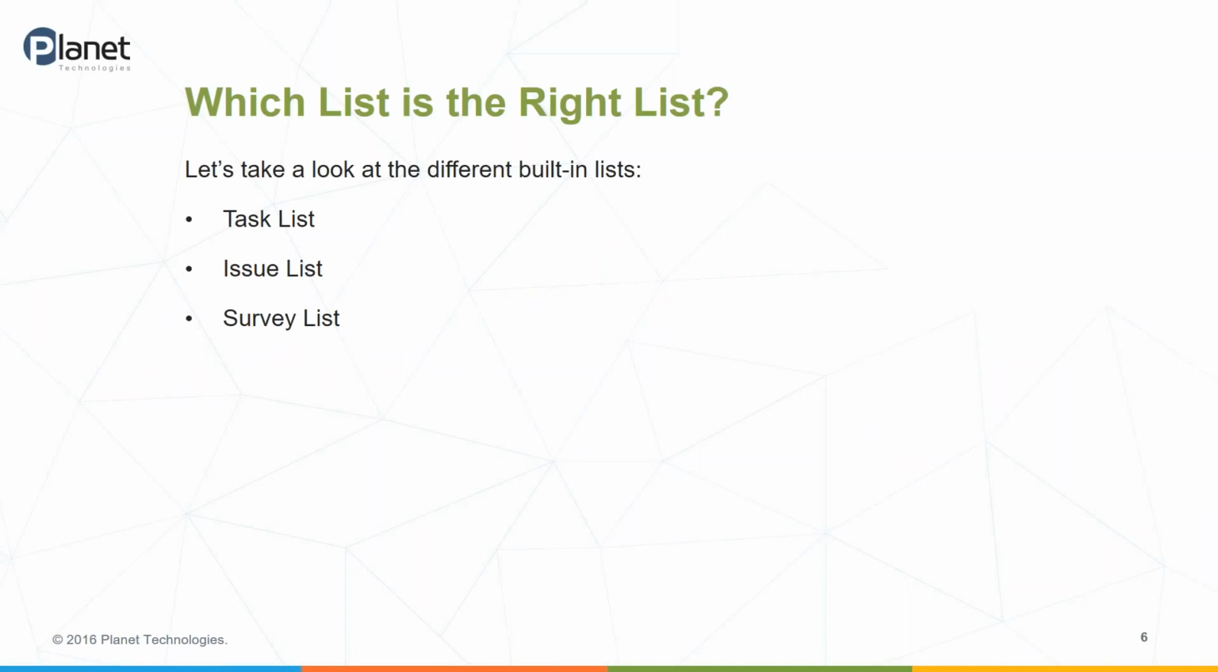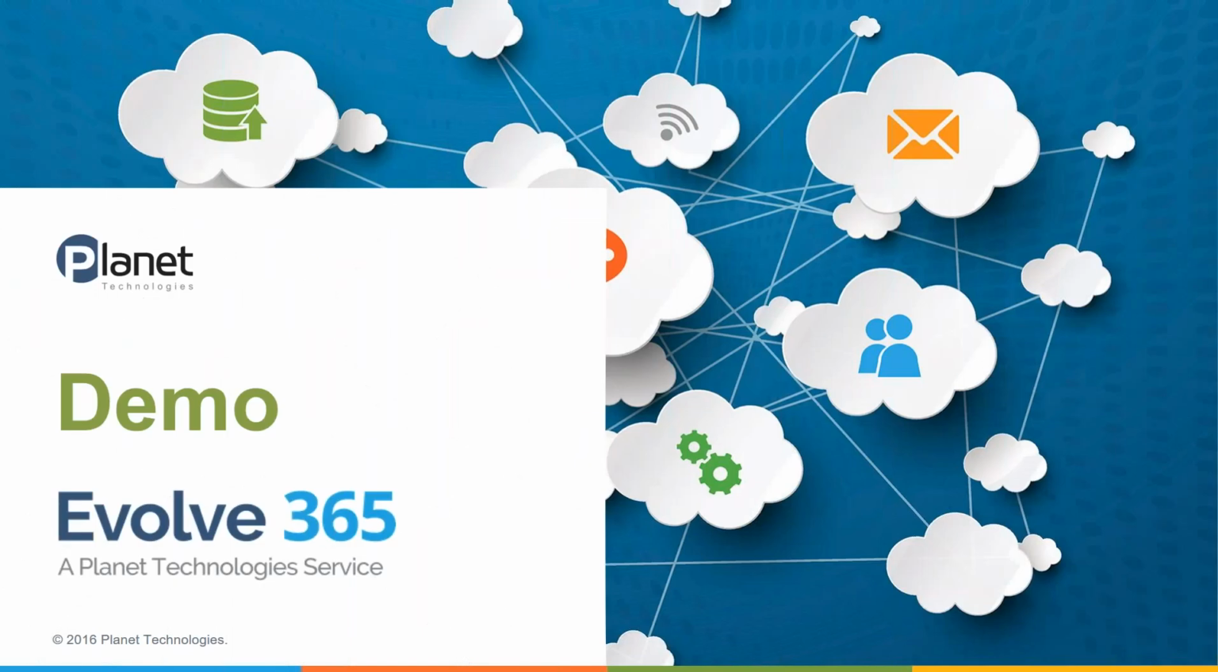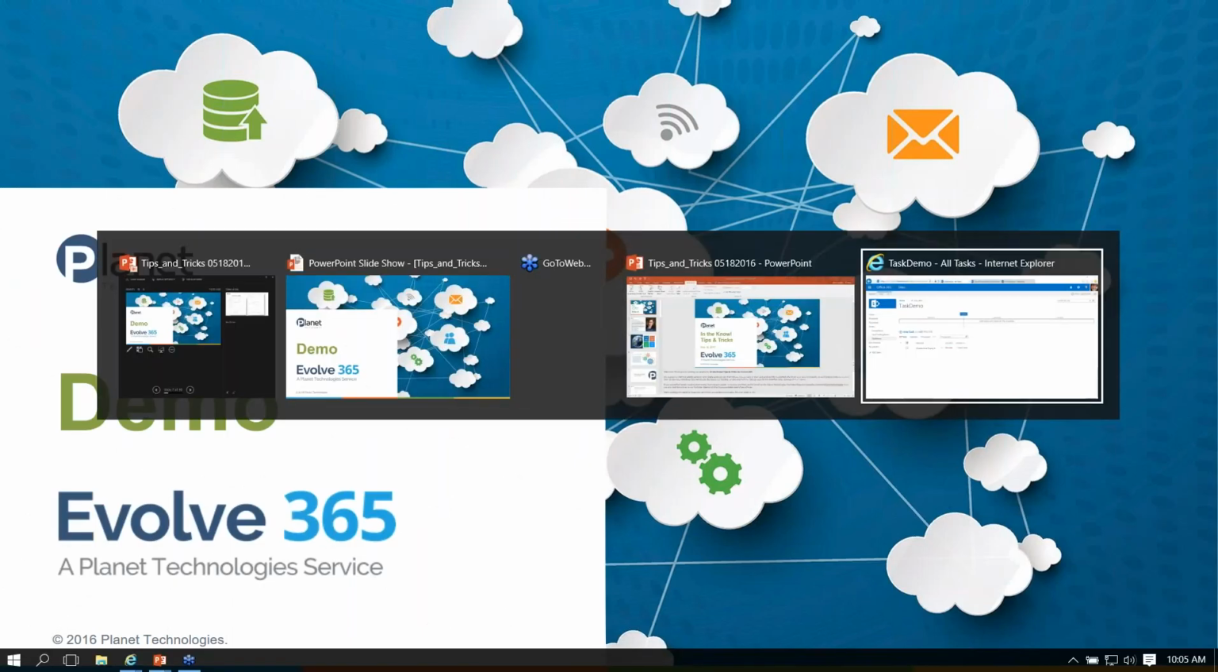They have 3 different lists that we're going to take a look at: the task list, the issue list, and then a survey list that you populate yourself. When I say that these are pre-populated, I mean they've already designed the columns for you that they think you're going to want. They have very subtle differences between them, and it's really hard to decide sometimes, if you're just getting started, which one you should use. So we're going to jump right into it and take a look at the different lists.